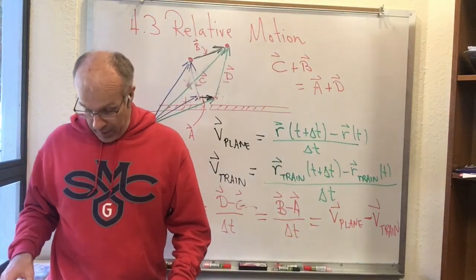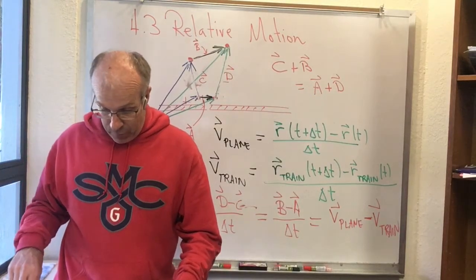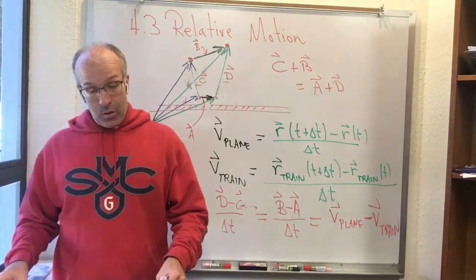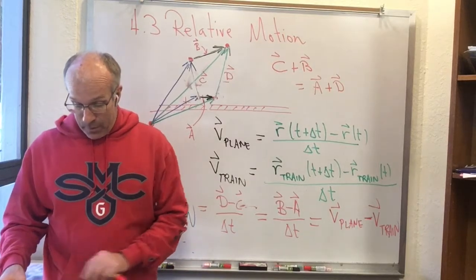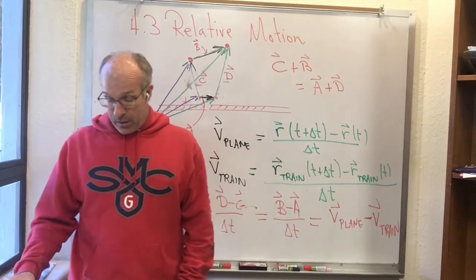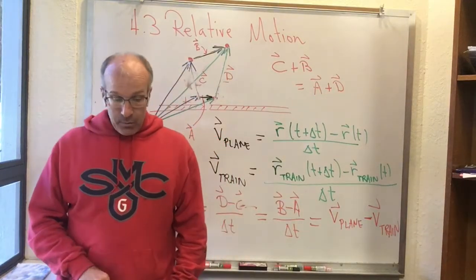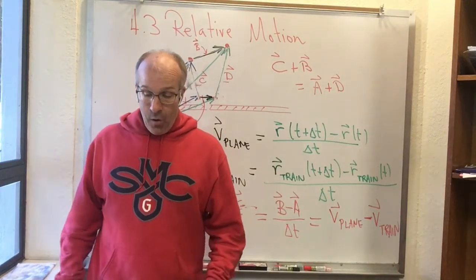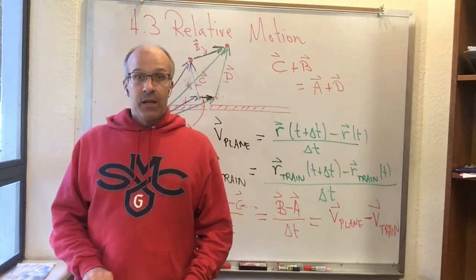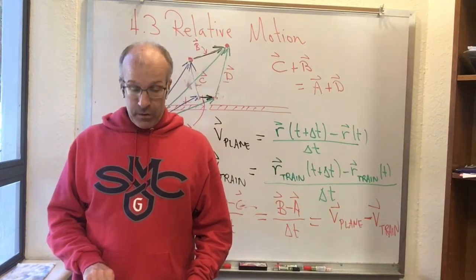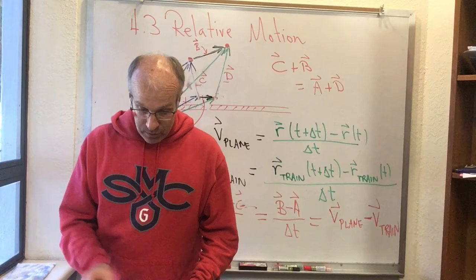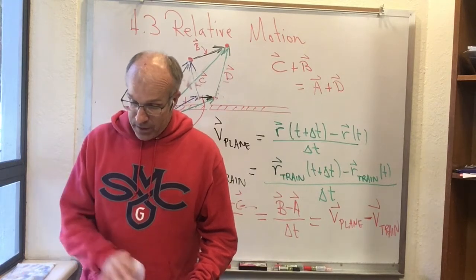Definitely look at examples 4.7 and 4.8 now. 4.7 is what happens when the plane doesn't try to correct for the crosswind, and 4.8 is a problem about how the plane would have to fly if it needed to correct for the crosswind. So all this is on pages 90 to 92.